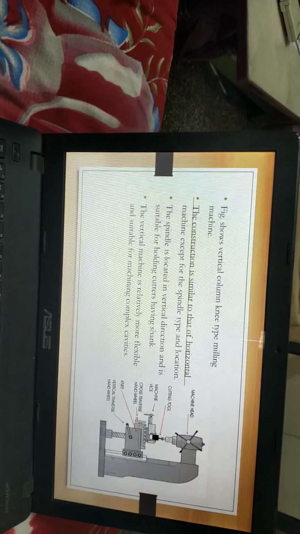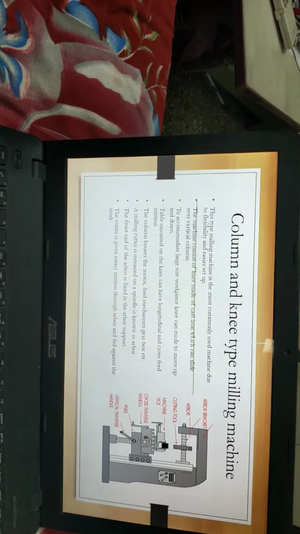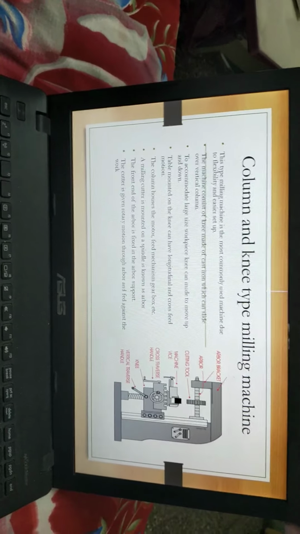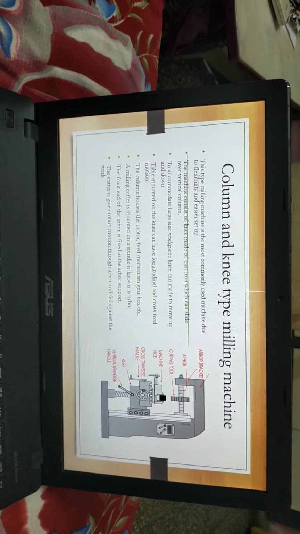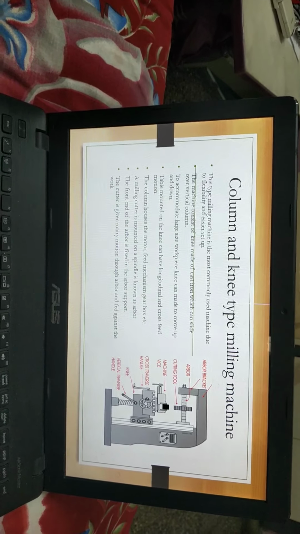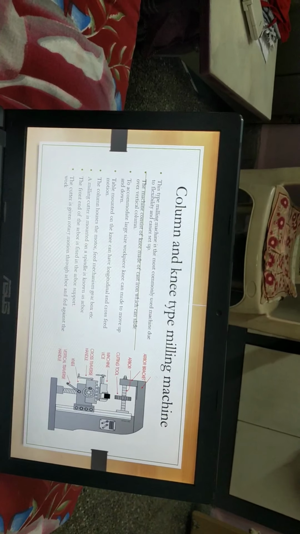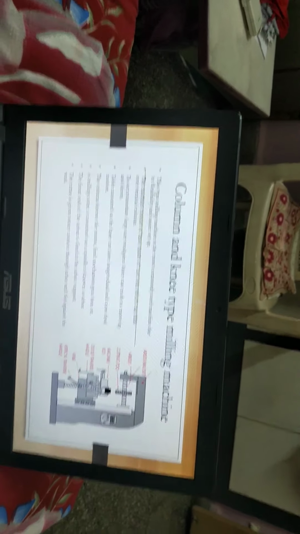Column and knee type machine. This type of milling machine is most commonly used due to its flexibility and easier setup. The machine consists of a knee made of cast iron which can slide over the vertical column.